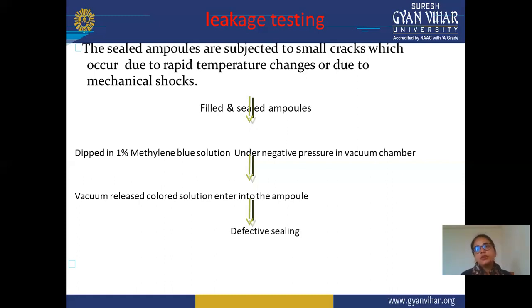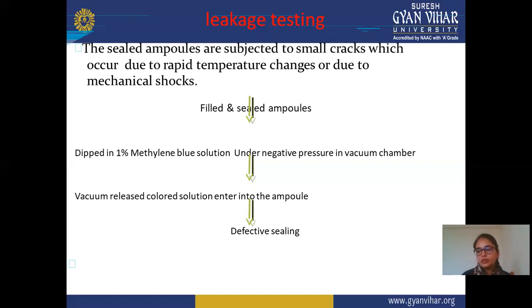This test is very simple. First, you take the completely filled and sealed container that is ready to go to the market. After filling and sealing, you take that container and dip it in a 1% methylene blue solution. When we dip this container of parenteral formulation in the 1% methylene blue solution, you apply negative pressure, or negative vacuum pressure, with the help of a chamber.